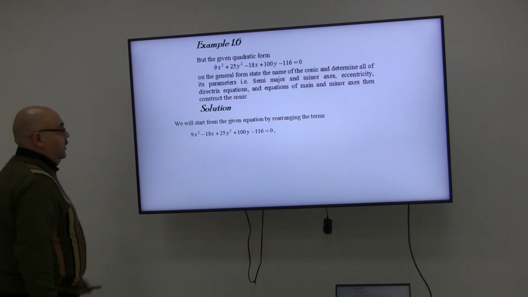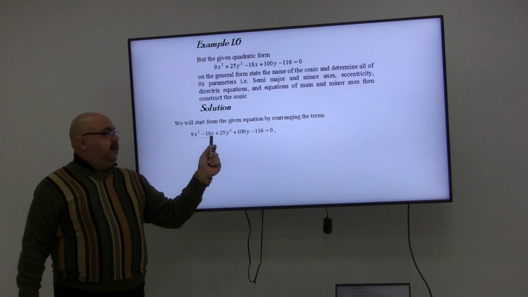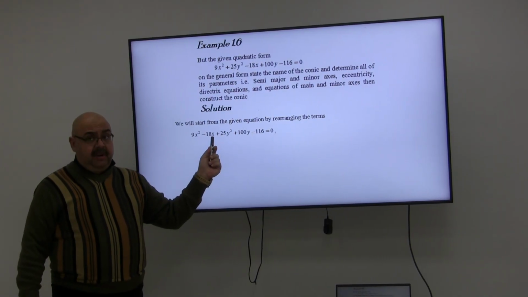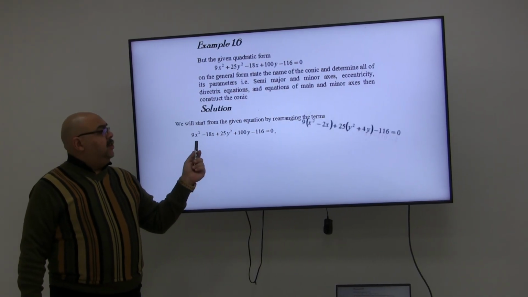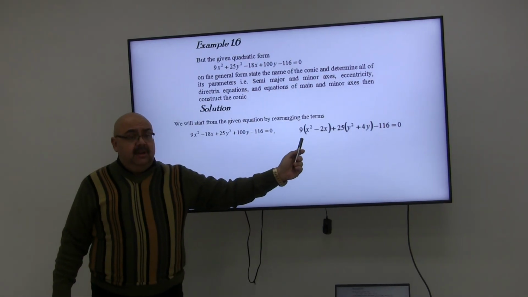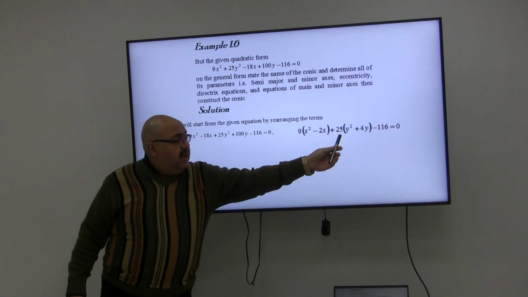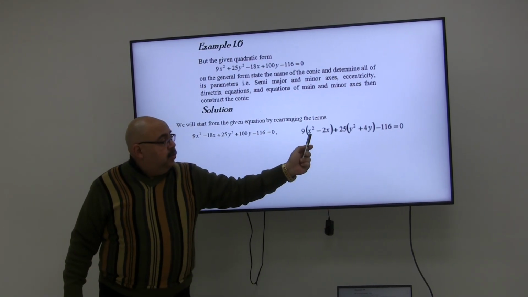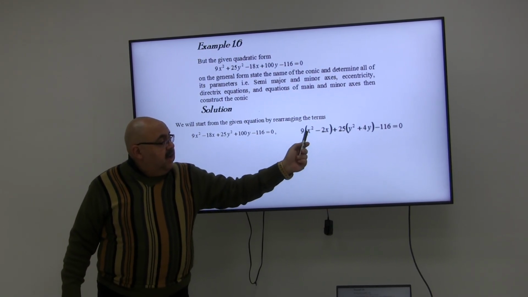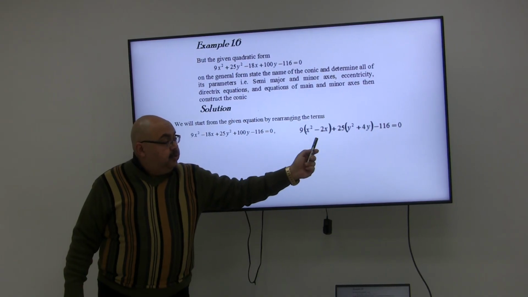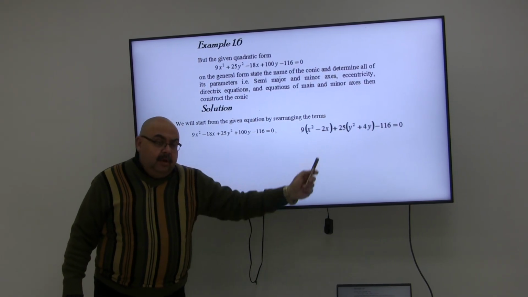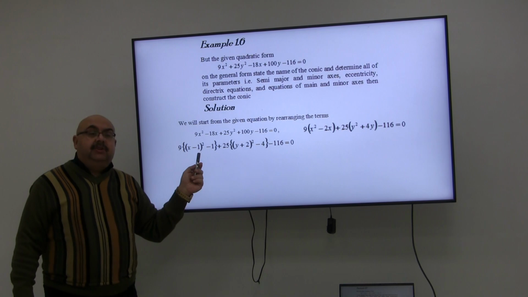I have 9x squared minus 18x. I will rearrange it. I will take 9 as a common factor first from x squared minus 2x. I will take 25 as a common factor from the other part. Then I will try to open a bracket which contains (x minus 1) to the power of 2, then negative 1. This is how to do the completing square.